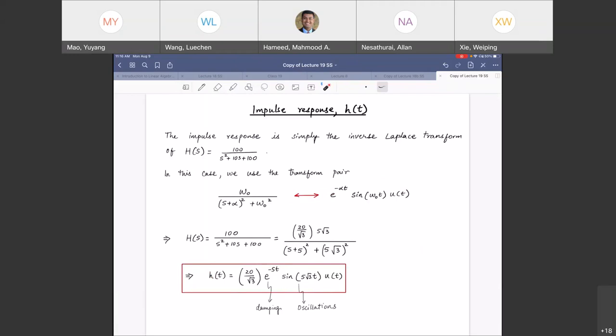What are you looking for? For it to qualify as a second order system, you need a second order polynomial in the denominator. That's what you're looking for. And you could use all these results for that.